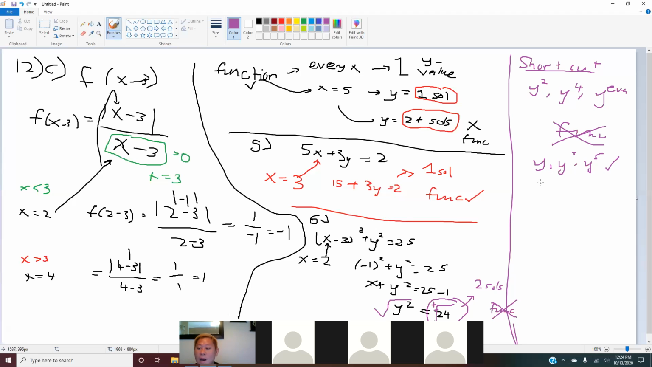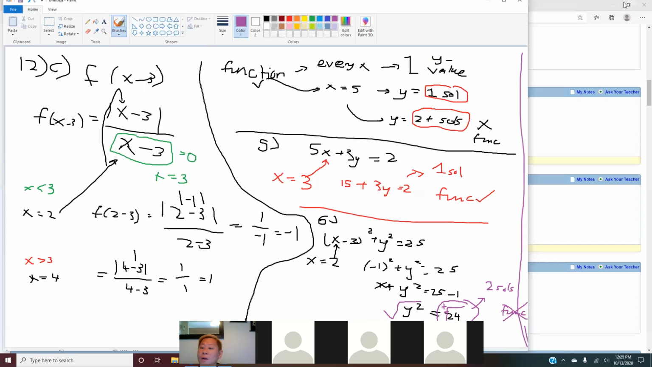And then the next thing is absolute value. Because absolute value gives you two answers, if you have any absolute value, this is also not a function, because you have two answers in this case. Absolute value can be one positive and one negative. So that's why it's not a function.